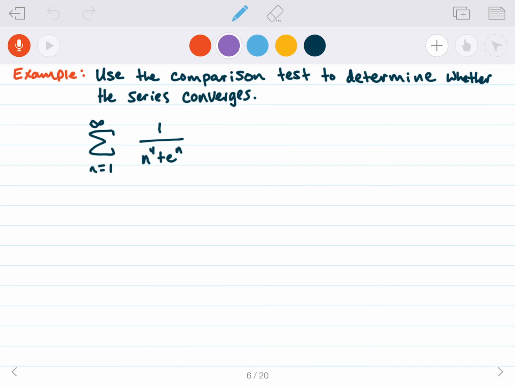All right, let's do another example. So we want to use the comparison test again to see whether this thing converges or diverges. So the highest power term in the bottom is n to the fourth. And so what we want to compare this to is, well, the numerator is just 1, right? That's the highest power term. On the denominator is n to the fourth. We know this is a P series that converges.